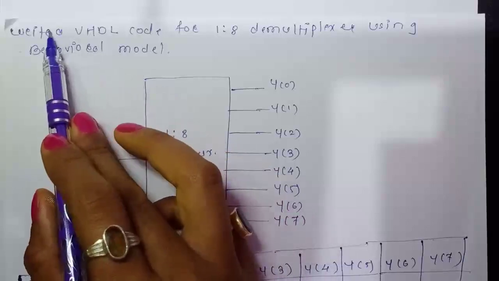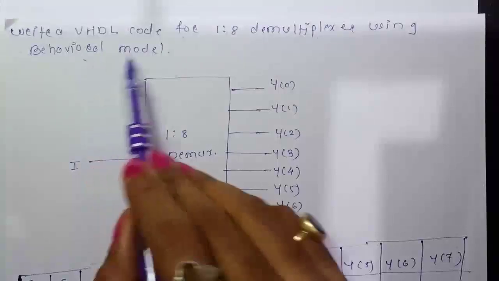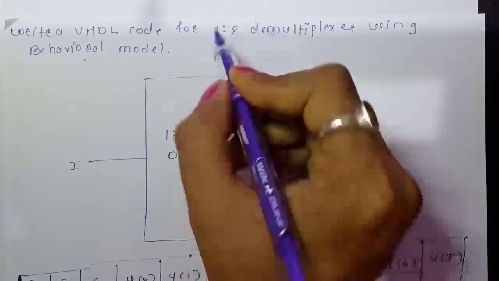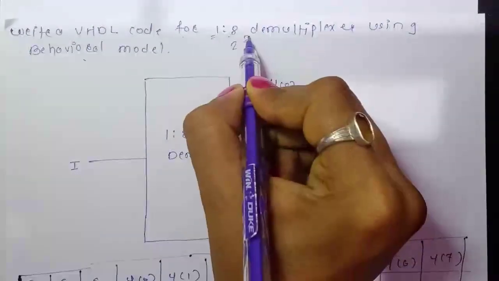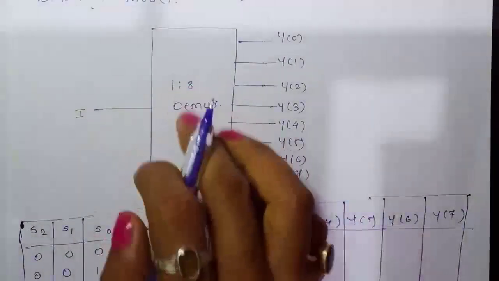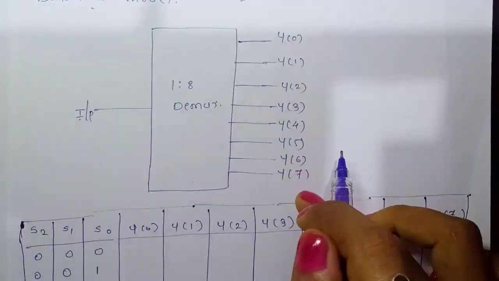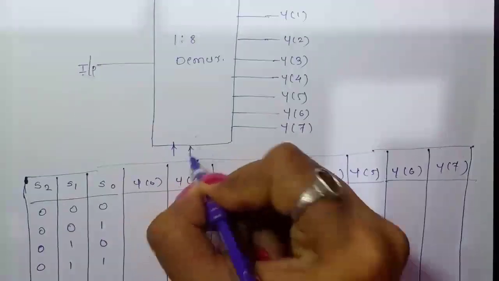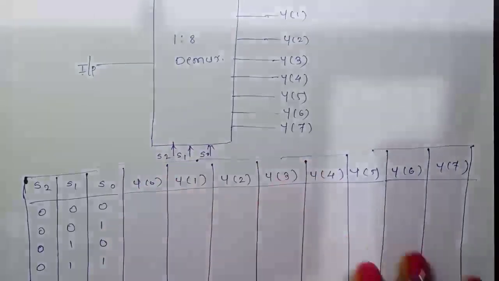Next we have to write a VHDL code for a 1:8 demultiplexer using the behavioral model. Now, in a 1:8 demultiplexer, the 8 can be written as 2 raised to the power 3. That means 1 input, 8 outputs, and 3 selection lines. So the block diagram is like this: 1:8 demultiplexer, single input, outputs 0 to 7, that means 8 outputs, and 3 selection lines, that is S2, S1, and S0.